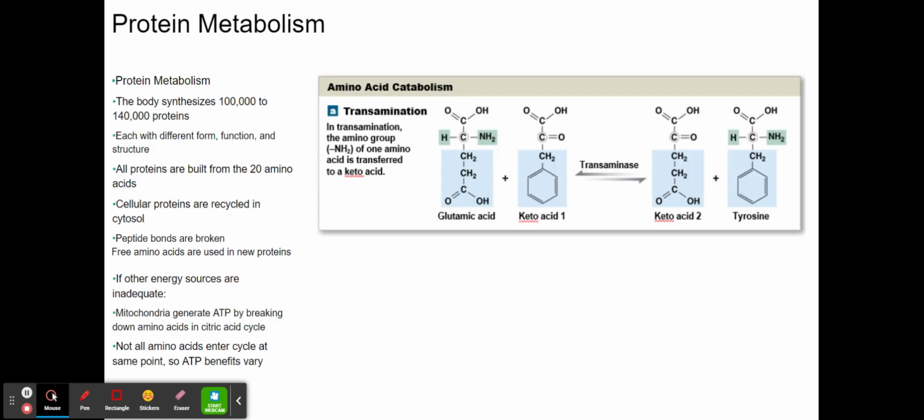So the body can synthesize 100,000 to 140,000 different proteins. They have various functions and structures, yet each protein contains some combination of the same 20 amino acids. Under normal conditions, cellular proteins are continuously recycled in the cytosol. Peptide bonds are broken, and the free amino acids are used in new proteins. If other energy sources are inadequate, mitochondria can generate ATP by breaking down amino acids in the citric acid cycle. Not all amino acids enter the cycle at the same point, however, so the ATP benefits vary. Nonetheless, the average ATP yield per gram is comparable to that of carbohydrate catabolism.